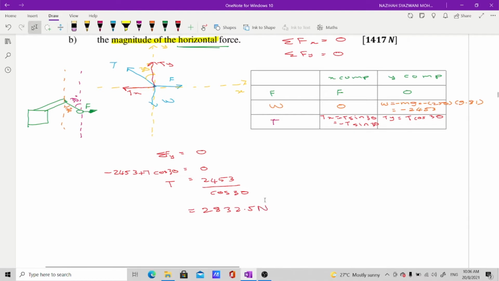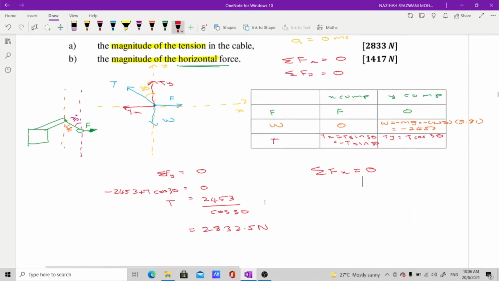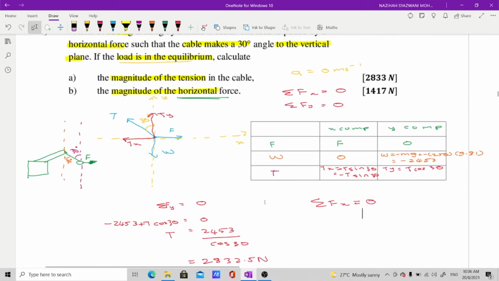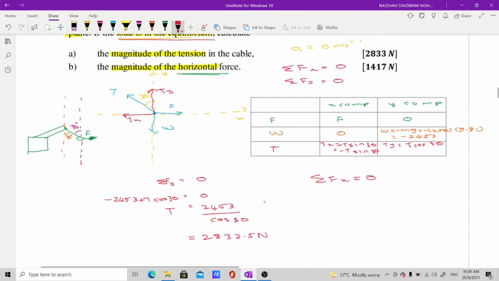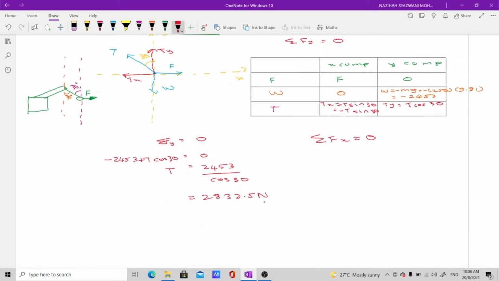Okay, now let's look at the x component, summation Fx equals 0. Why is it equal to 0 again? Because in the question it is stated that the load is in equilibrium, so acceleration equals 0. Therefore, summation Fx equals 0. On the x component, we have two forces as well.